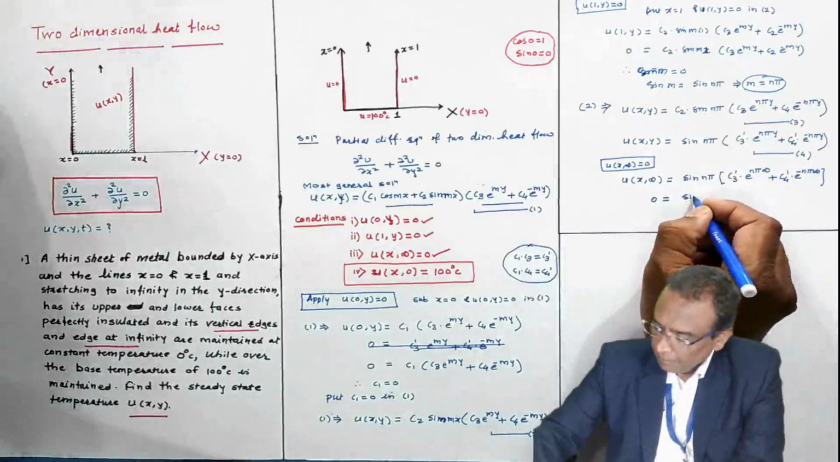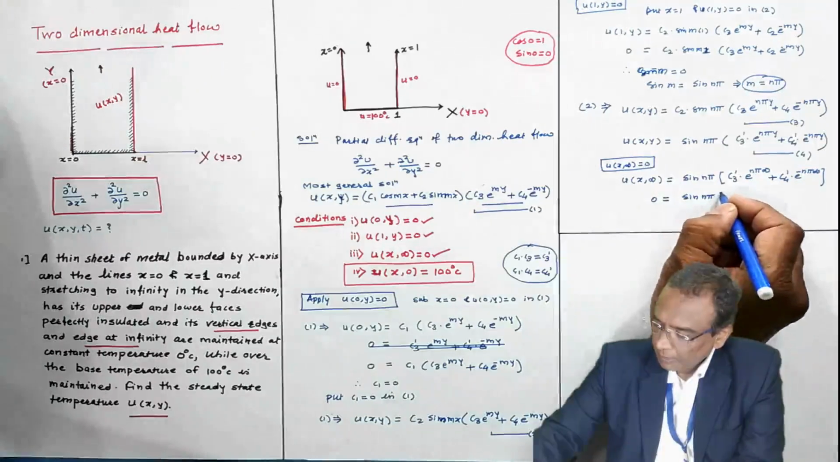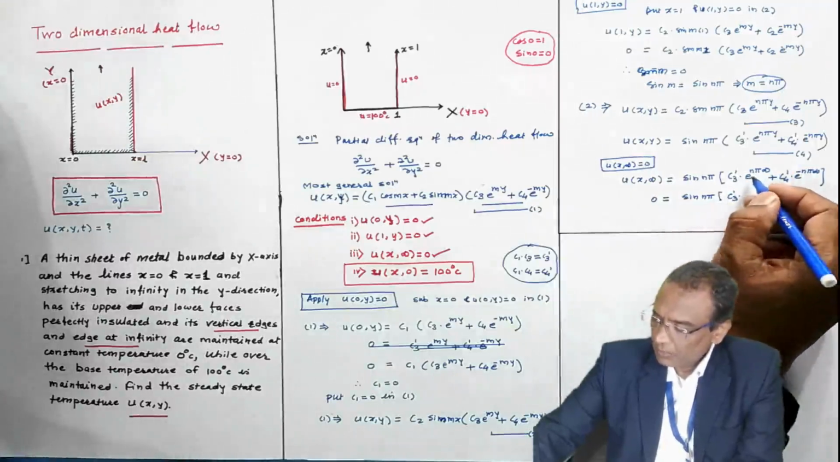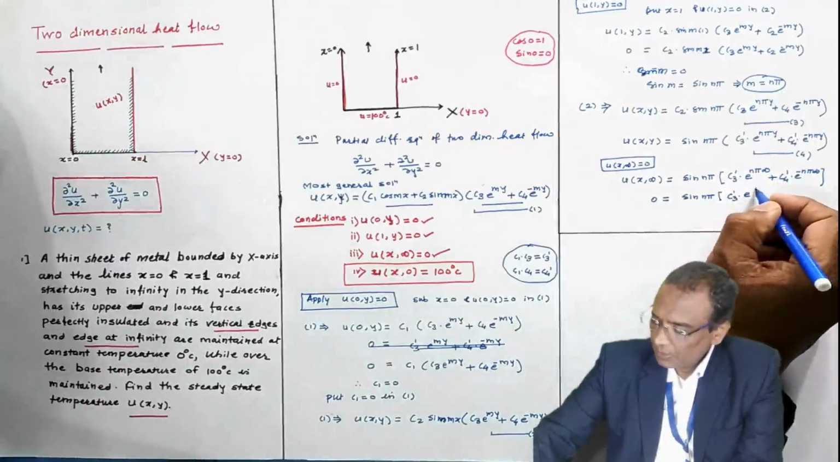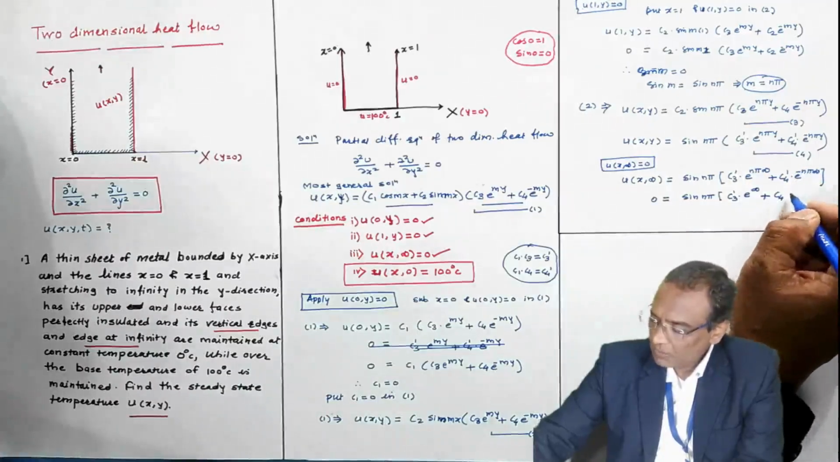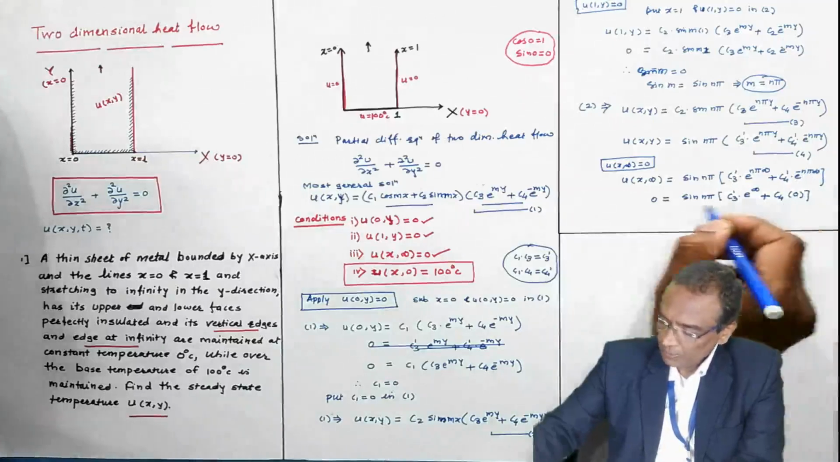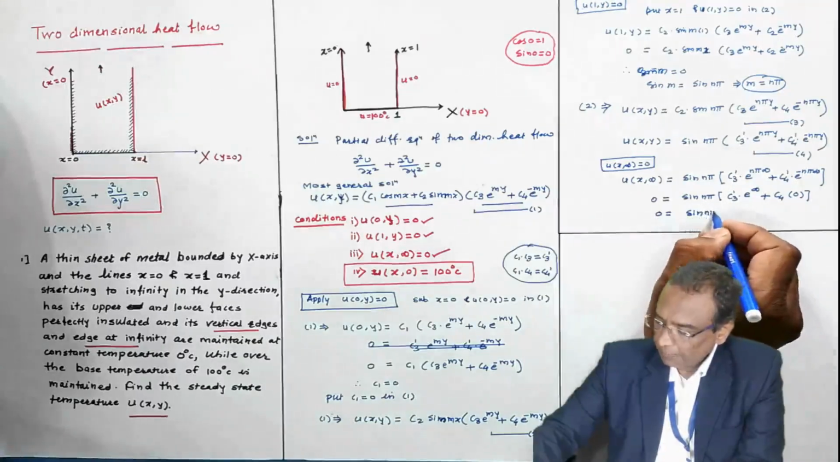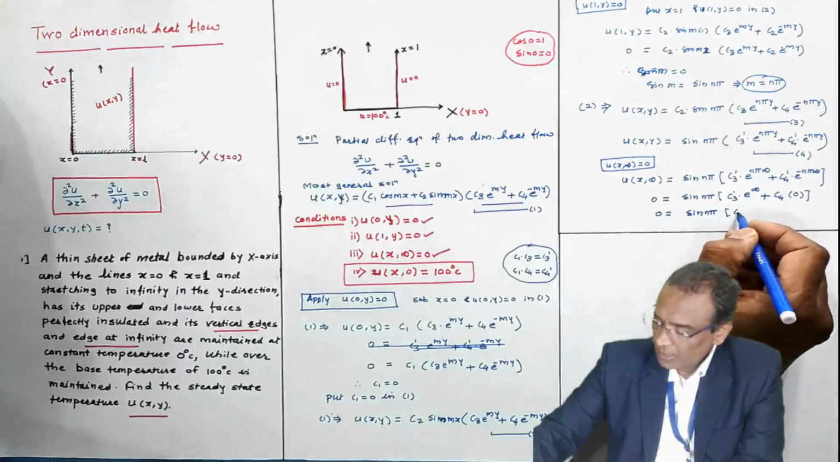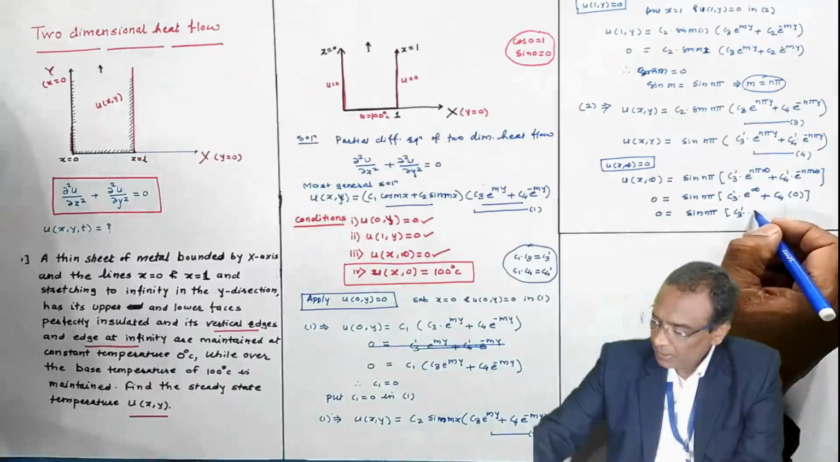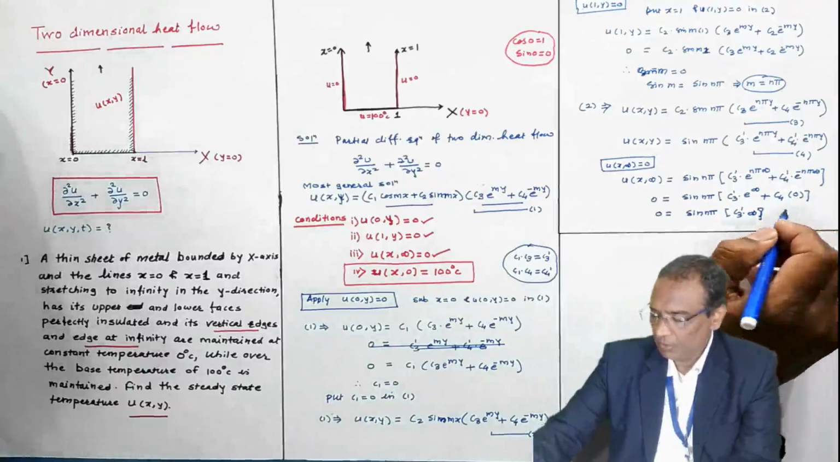Sin n pi into C3 dash and e to the power infinity. E to the power infinity is infinity, and C4 e to the power minus infinity is 0. Just putting infinity here, and C4 into 0 will be 0.